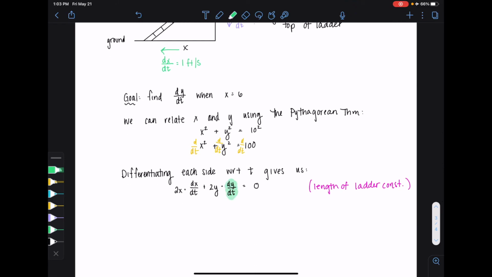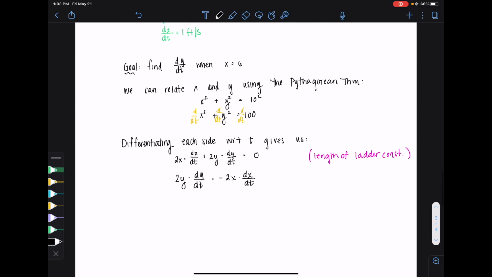Our goal is to find this quantity, so let's go ahead and solve for dy/dt. We'll subtract this to the other side. That gives us 2y times dy/dt is equal to negative 2x times dx/dt. Then dividing by 2y makes the 2's cancel. The rate of change of y with respect to t is negative x over y times dx/dt.